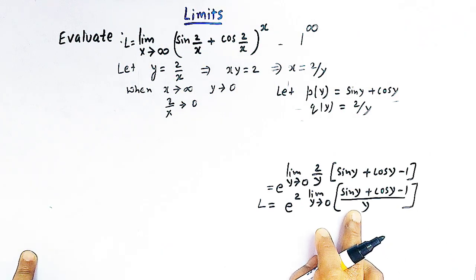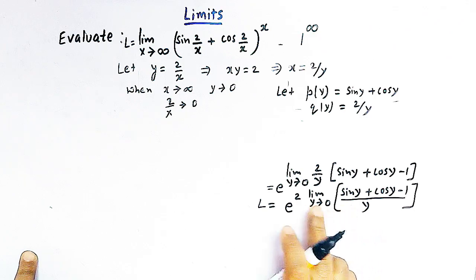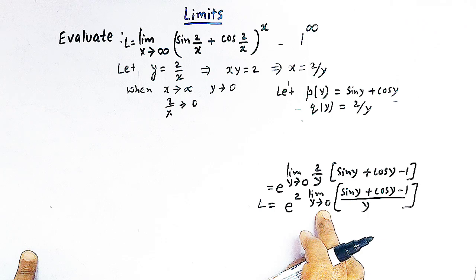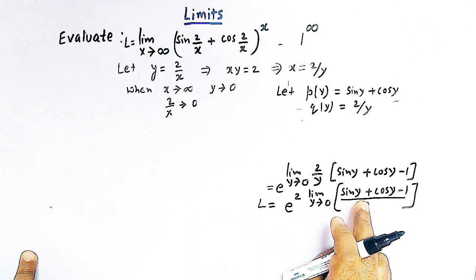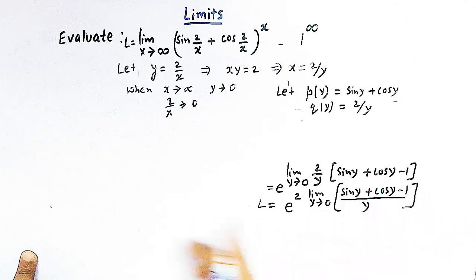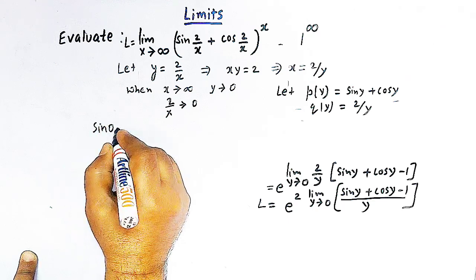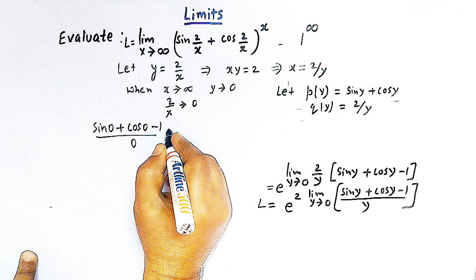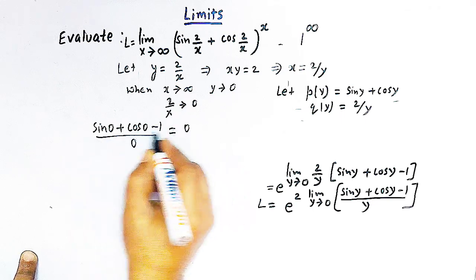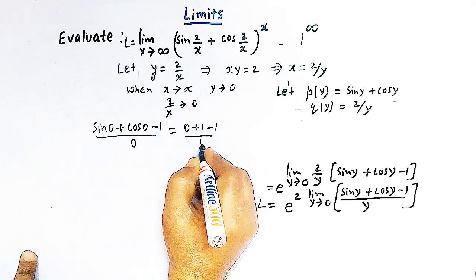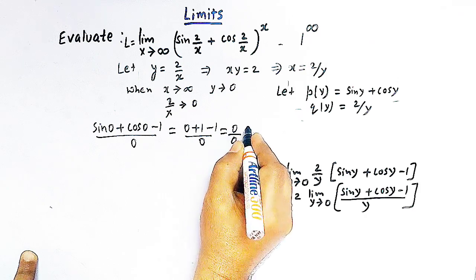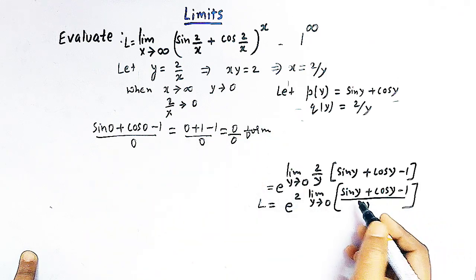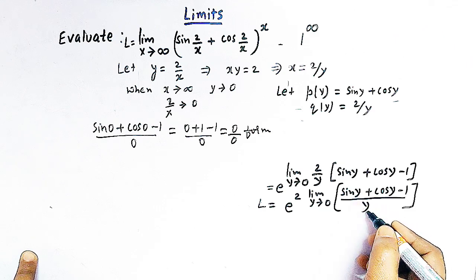So now to get the value of this limit, we can make use of L'Hopital's rule. Now here we have limit y tends to 0. So if we take y equal to 0 in the numerator and denominator, then we have sine 0 plus cos 0 minus 1 over 0. Sine 0 is 0, cos 0 is 1, and we have here a 0 over 0 form, right? So using L'Hopital's rule, we can now differentiate the numerator and denominator.